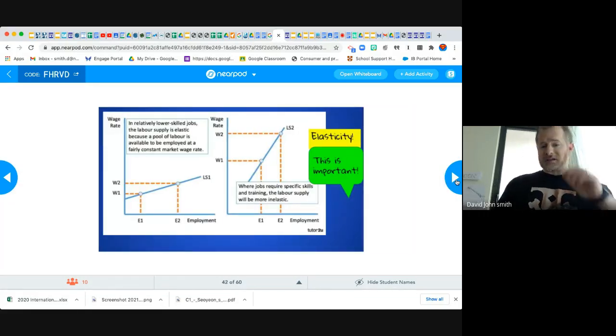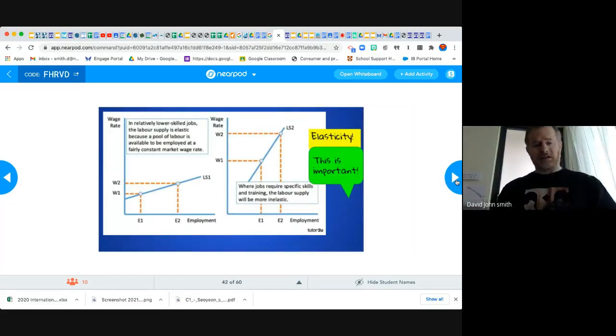We also discussed, and this was a really significant point, the idea of elasticity and how it impacted on the supply of labor, right?